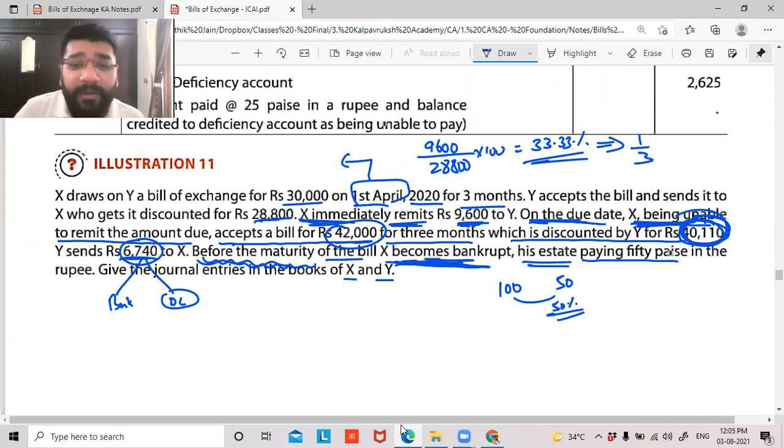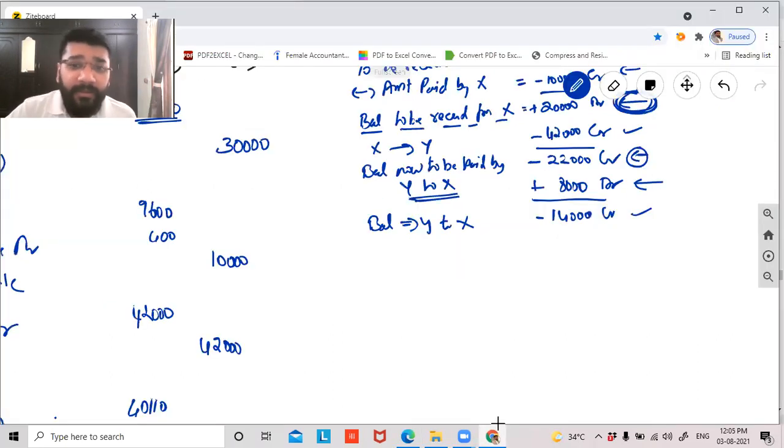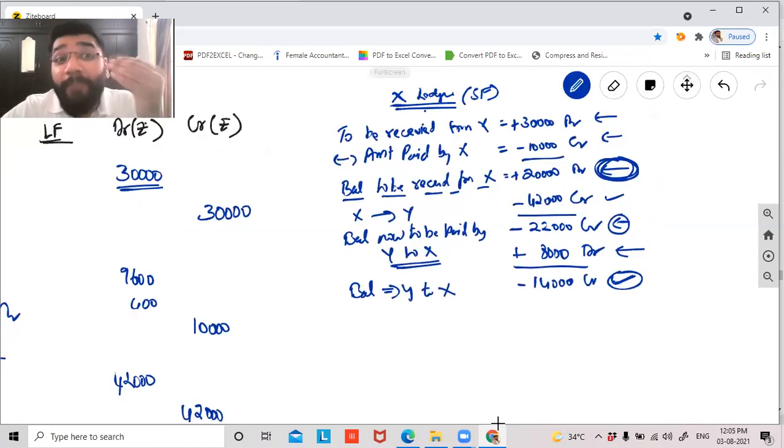X is becoming bankrupt. Tell me one thing, guys. Y can give 14,000 rupees to X and X should make the payment, but will X make the payment? A person who is bankrupt, if you try to give this money to the bankrupt person, will he make the payment to the banker? Sure, he will not make the payment. And remember one thing, guys, X has gone bankrupt, which means whatever money has been settled so far to X, X is not having a single penny.